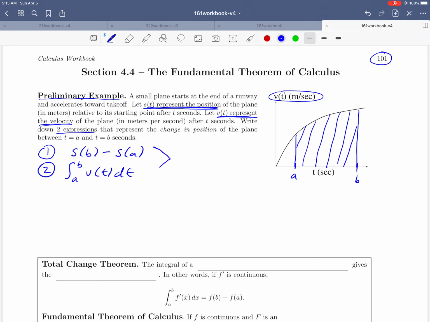So it turns out that these two things that we wrote down are equal. They represent the same number. They both represent the change in position of the plane. And so here's what we end up with. A very interesting equation that looks like this: the integral from a to b of the velocity equals S of b minus S of a.